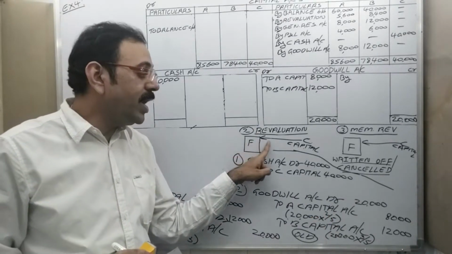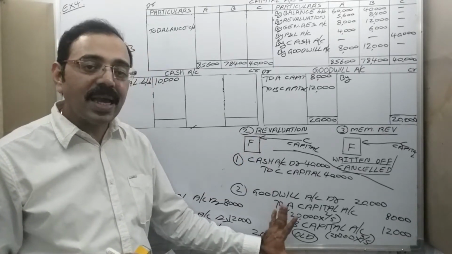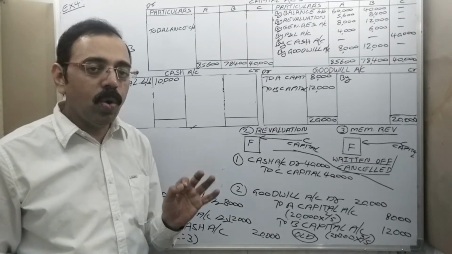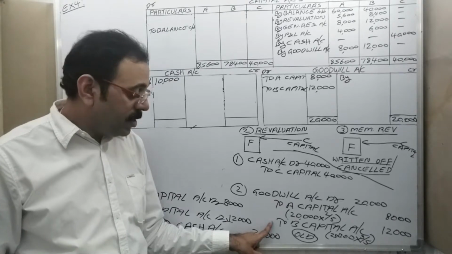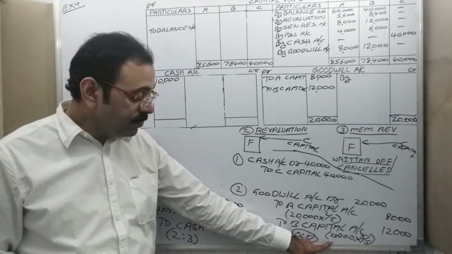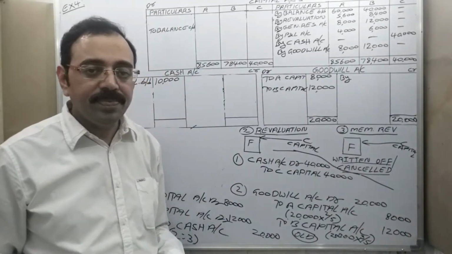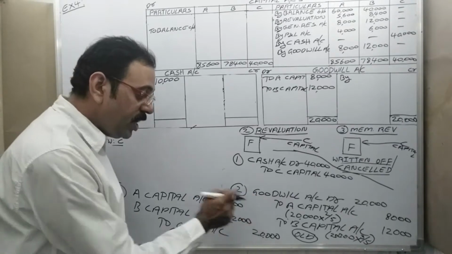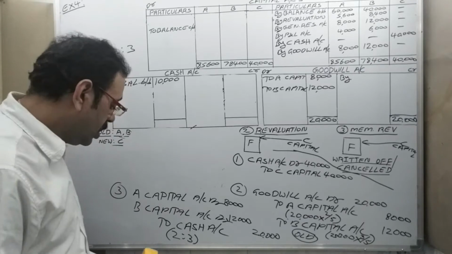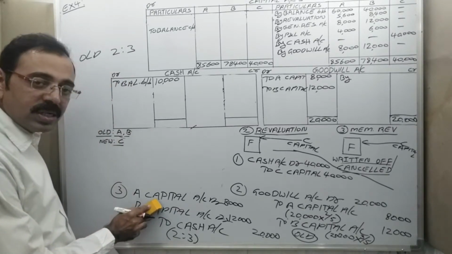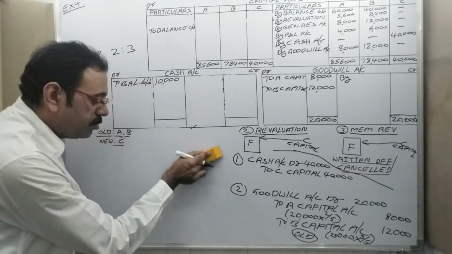When you are going to apply revaluation method to adjust the goodwill, then don't calculate the sacrificing ratio. According to old ratio only, we should distribute the goodwill here. Okay? Then according to 2:3, 8,000 goes to A, 12,000 goes to B. Now, these two are the entries and there is no withdrawal of goodwill, no? Therefore, in premium C method, we wrote this third entry. Now, in revaluation method, it doesn't come.